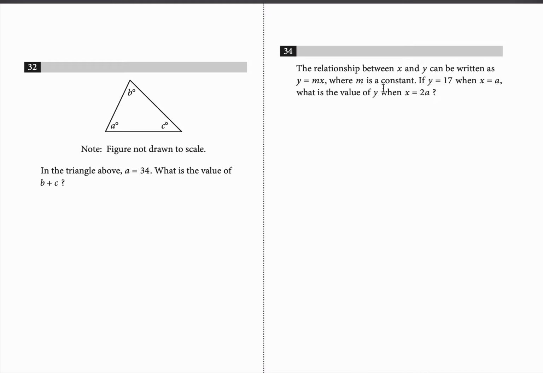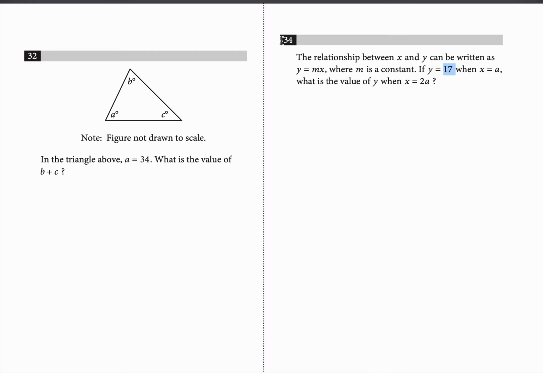y equals mx, where m is a constant. y is 17. So 17 equals ax. What is the value of y? Right. It's like y is 17 when x is something. What happens when x is twice that much? Oh, really? That's sort of funny. See, they're having fun.